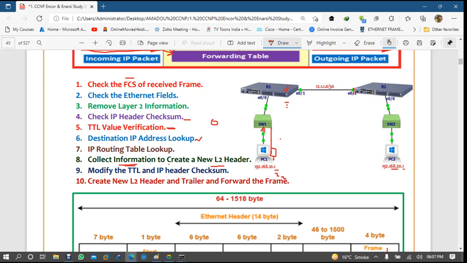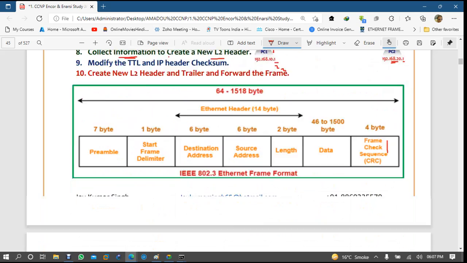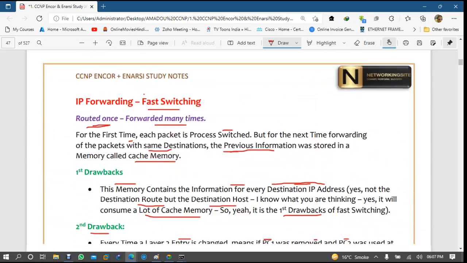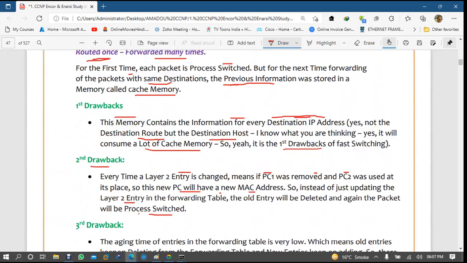Okay, so the source is different but the destination is the same. According to you, you will say no problem, if the source is different I will only change the source information because other things are the same. But in fast switching, they are not updating the old entry, they are deleting the old entry, and constructing the new entry with the help of process switching.